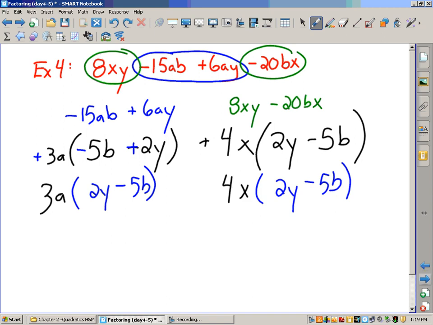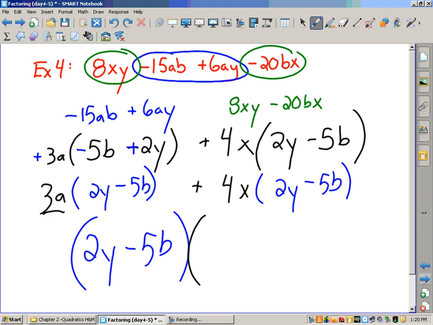if you want to just substitute in a variable for what I have in blue, that's fine. Okay, what I'm going to do here though is I'm going to factor out 2y minus 5b because they both have that in common. And then what's left in this one is 3a. What's left in this one is positive 4x.